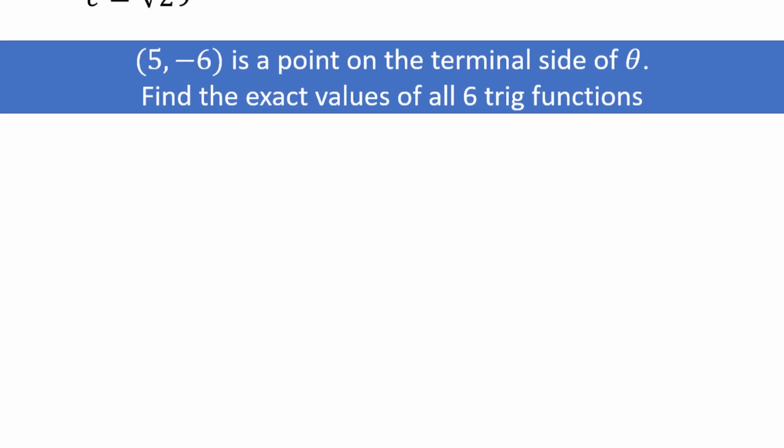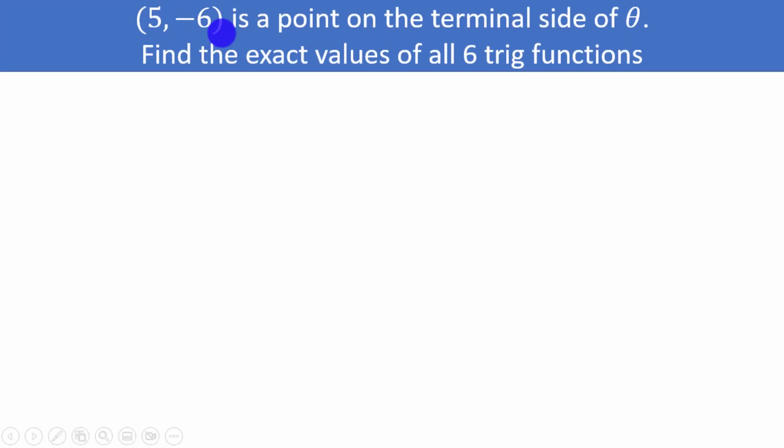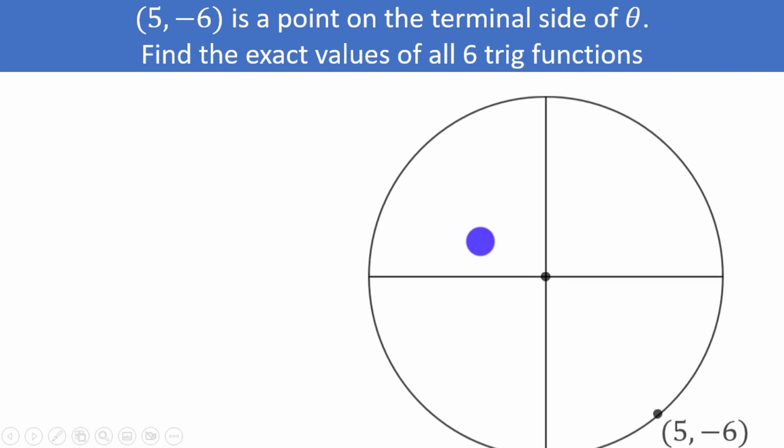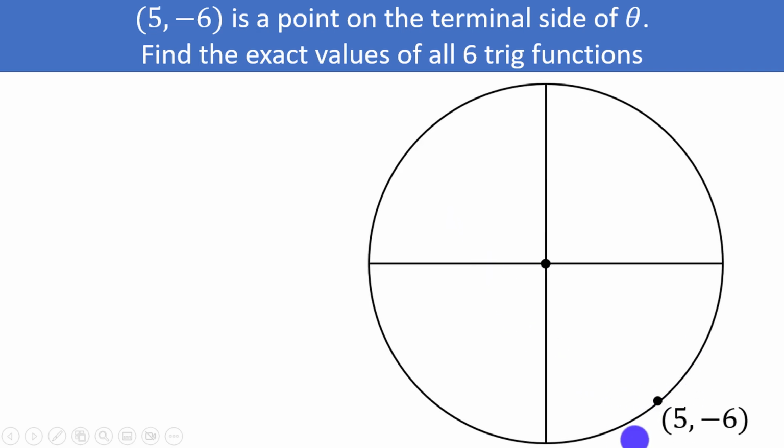Let's try another problem. 5, -6 is a point on the terminal side of theta. We want to find the exact values of all 6 trig functions. Let's take a look at the circle. 5, -6 puts us somewhere in quadrant 4. So just like last time, we could draw a radius from the center of the circle to our point, and then a vertical line all the way up to the x-axis, and that will create our triangle.